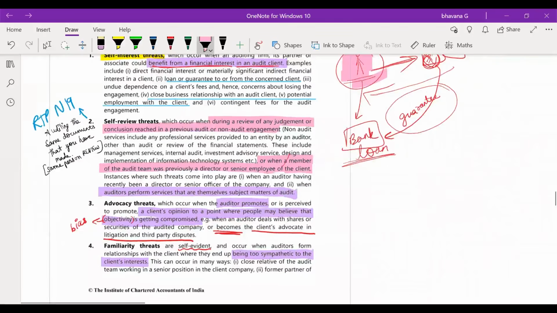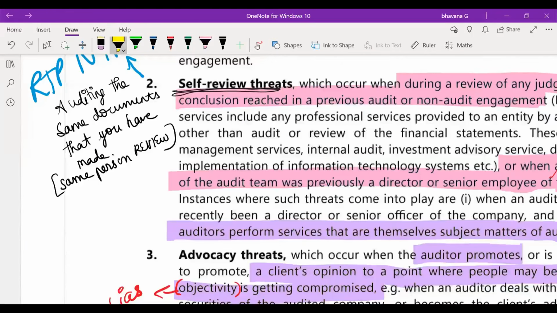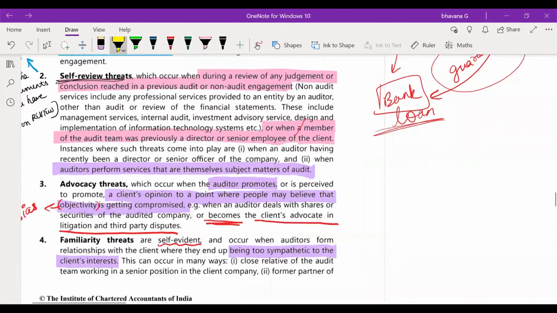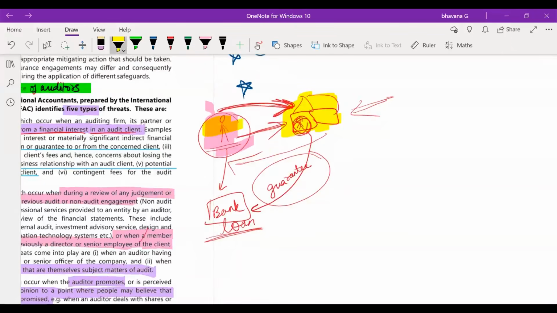Okay. Next is the self-review threat. Self-review threat means you have made a few documents for the company. So this is the company, and for this company, this auditor has made a few documents. Now these same documents, as auditor, again he is going to audit. See, if I made some documents and I again audit them, what will be the purpose? There will be no real examination.